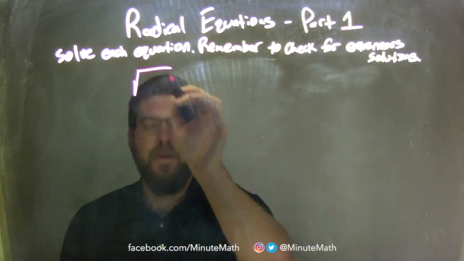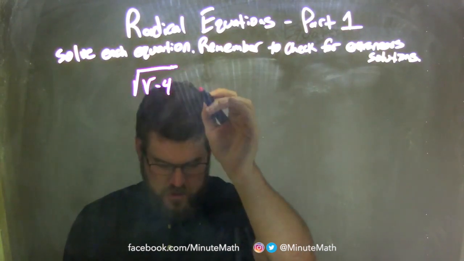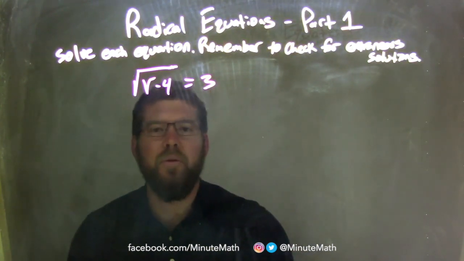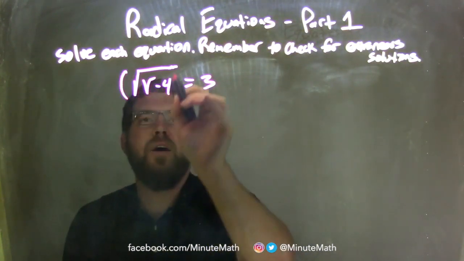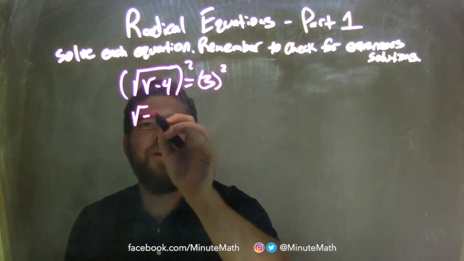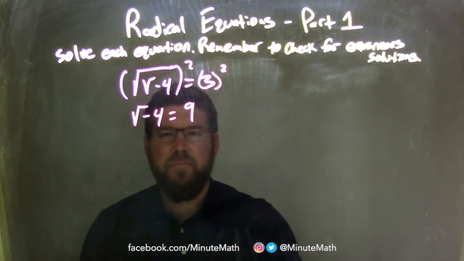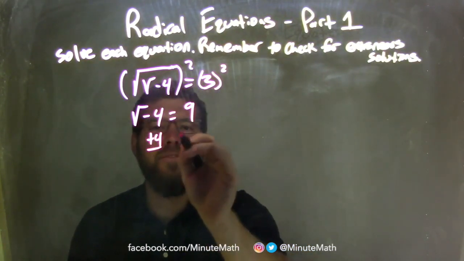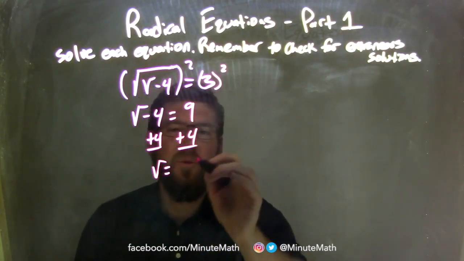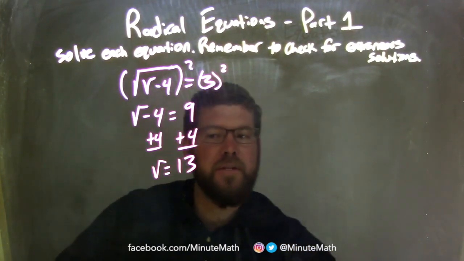Square root of v minus 4 equals 3. My first step is to square both sides, and that eliminates my square root. By doing so, I'm left with v minus 4 on the left and 3 squared on the right, which is 9. And then I have to add a 4 to both sides, leaving me with v equals, well, what's 4 plus 9, or 9 plus 4, which is 13. So I have v equals 13.